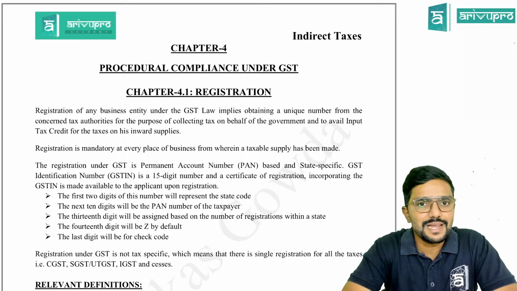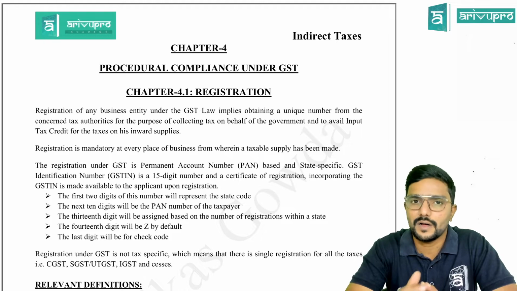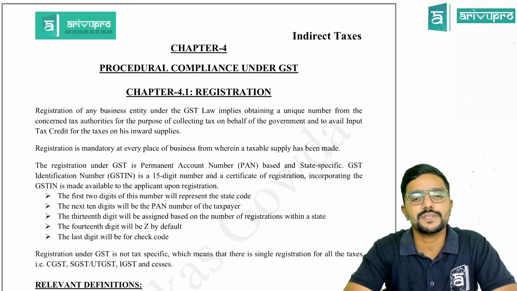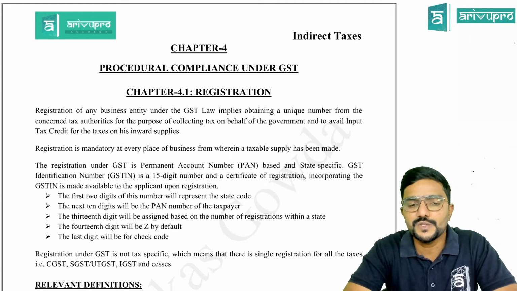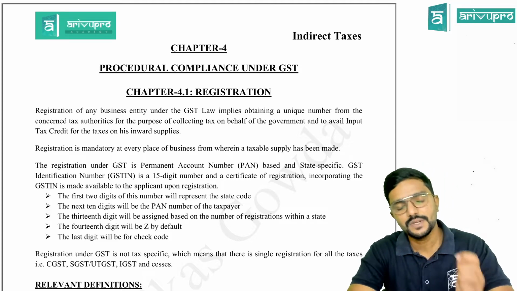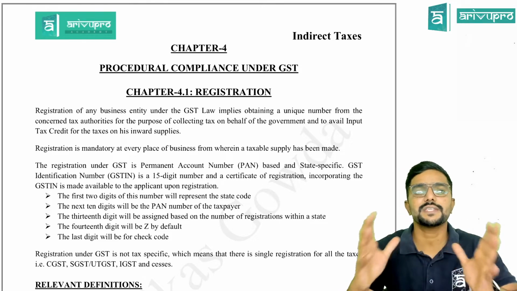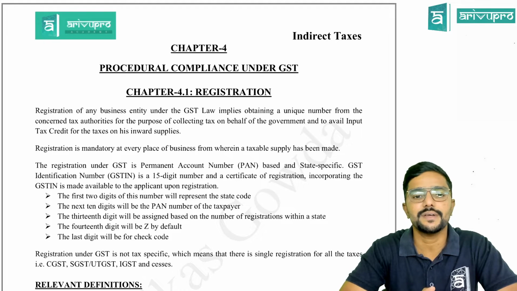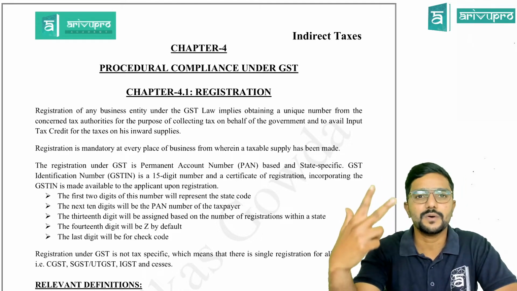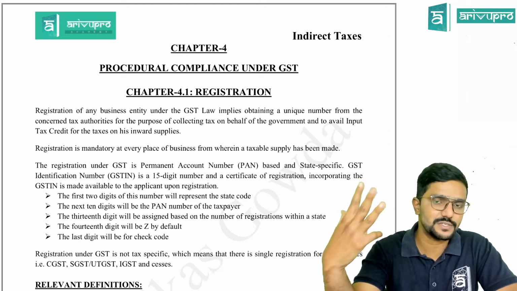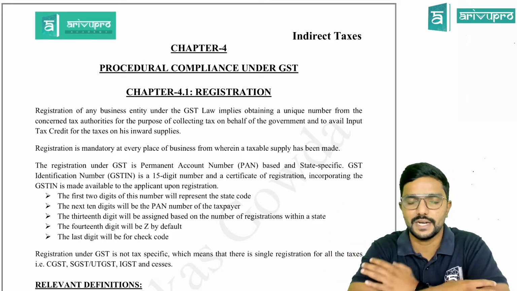In our previous class we have done till chapter 3. We have covered all the provisions with respect to input tax credit as well as the computation of GST liability. So in this class we would be starting with chapter 4, which talks about the procedural compliance under GST. In this chapter there are various topics covered, like registration, returns, invoices or debit note, credit note, and also payment topics.